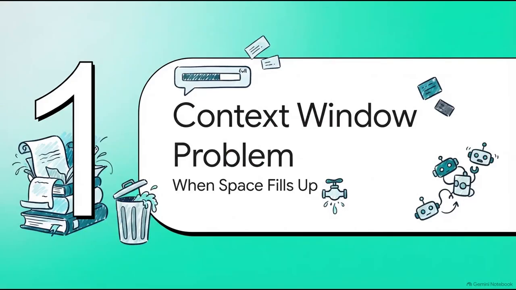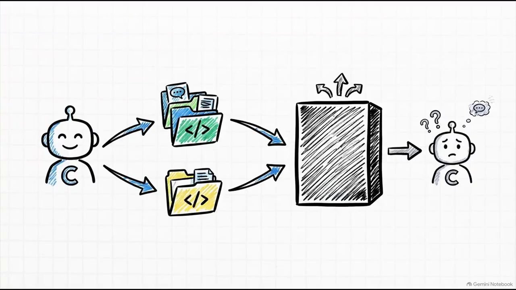Okay, let's dive into this. Section 1, the context window problem. The core issue here is just how quickly that main context window adds up. Every single time you chat with Claude Code, you're adding to that main window. But it's not just your prompts and its answers.